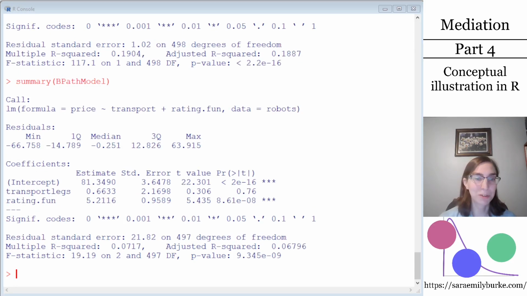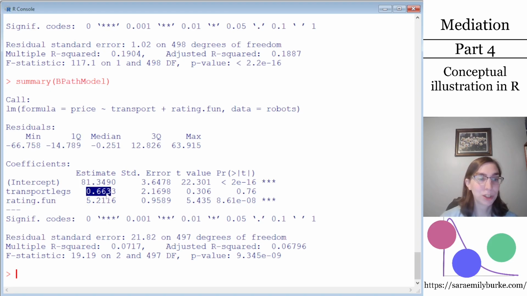Finally, here's a summary of the B-path model. And this illustrates two things. First, that the discrepancy in price between robots with legs and robots with wheels is no longer statistically significant when we adjust for how different they are in how fun they are perceived to be. And second, that fun ratings are associated with higher price, adjusting for whether the robot has legs or wheels.